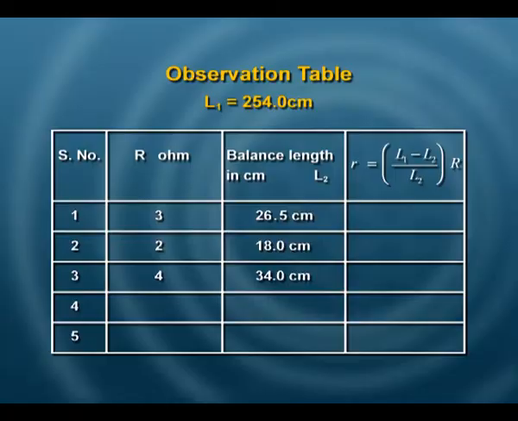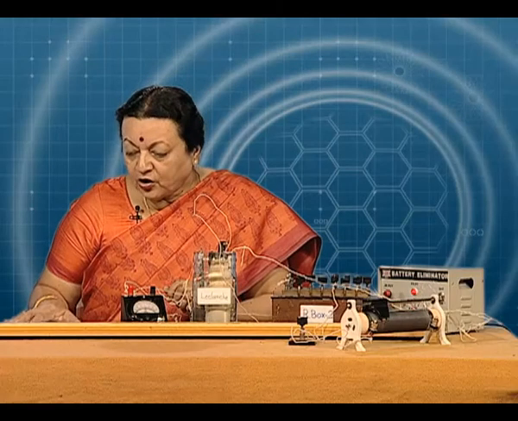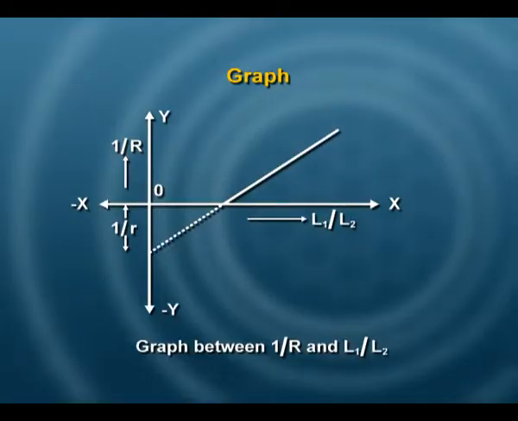So, you will get a set of values for internal resistance. You can find the mean of that. You can also plot a graph relating 1 upon R and L1 upon L2. The slope of that line comes out to be the reciprocal of the internal resistance. You can work that out and do it as a project.